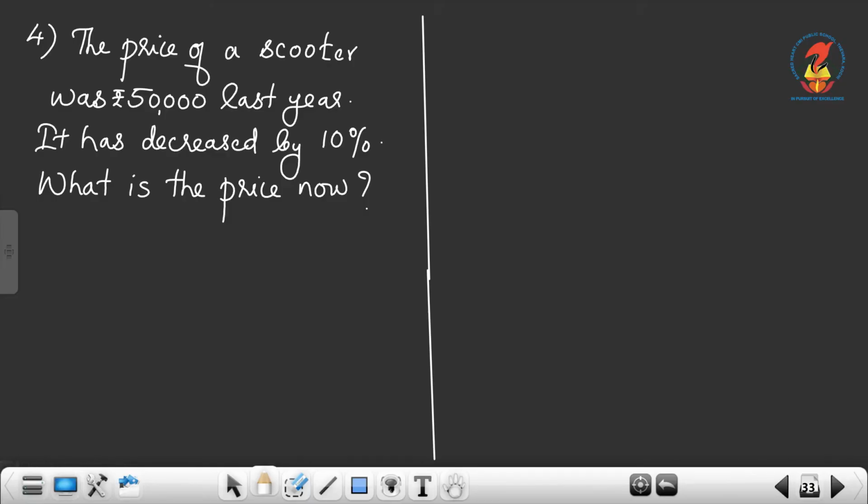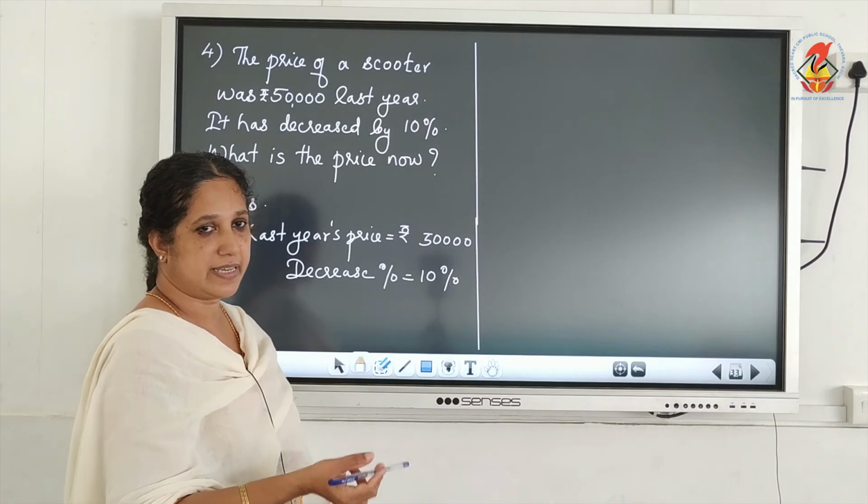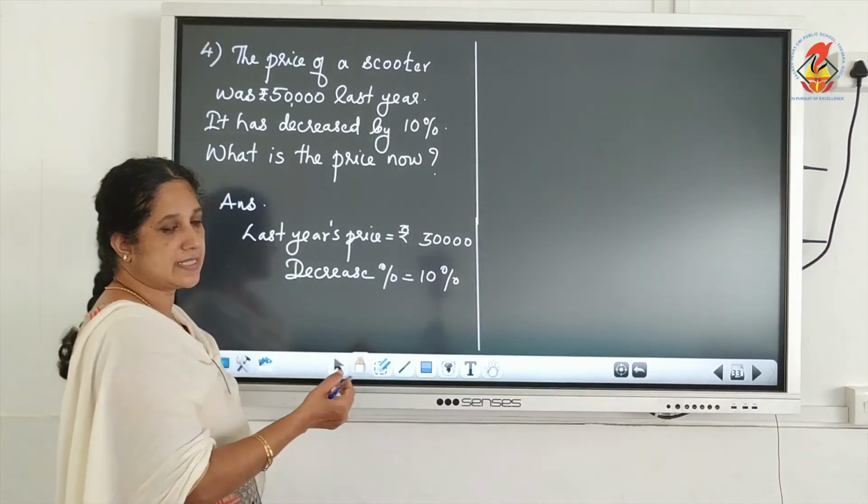Now another one. If the price of a scooter was rupees 50,000 last year, so last year's price is equal to rupees 50,000. Now it has decreased by 10%. So a decrease occurred and the decreased percent is equal to 10%. Can you find out the decreased amount? Yes. So how can you find out the decrease?